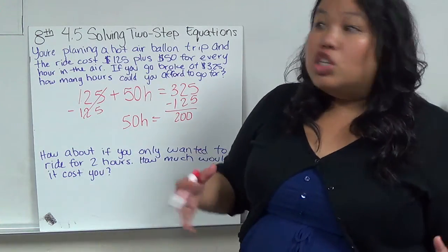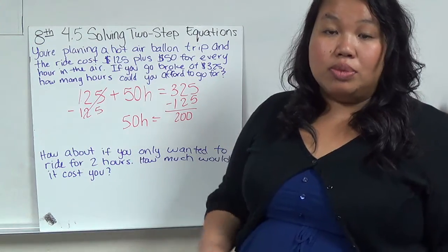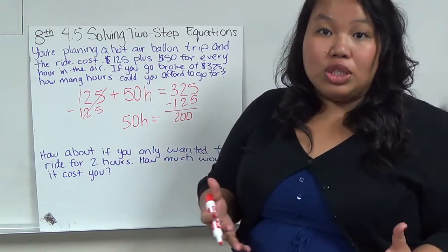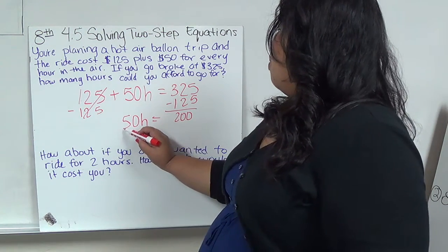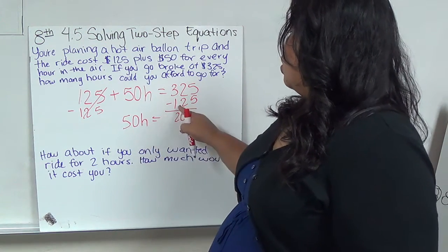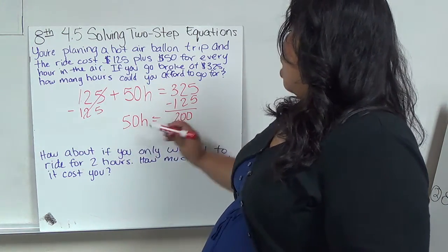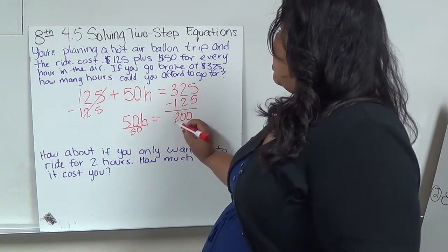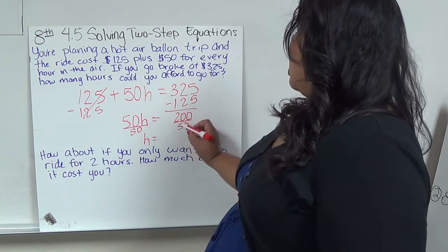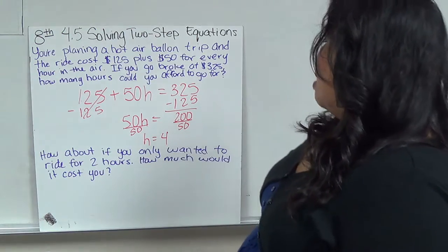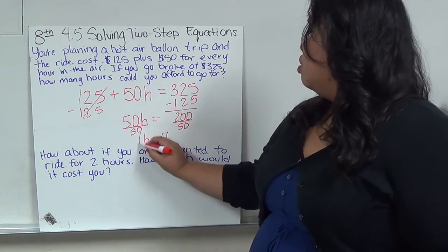So first, do addition and subtraction. Figure out how to get rid of all the addition and subtraction. Then we can focus on multiplication and division. So from here, I know that I took away the initial cost. So I'll have $50 an hour, but I have $200. So if I divide to see how many 50s are in 200, it gives me how many hours I can spend, which is 4. That means I can go up to paying $325, 4 hours.